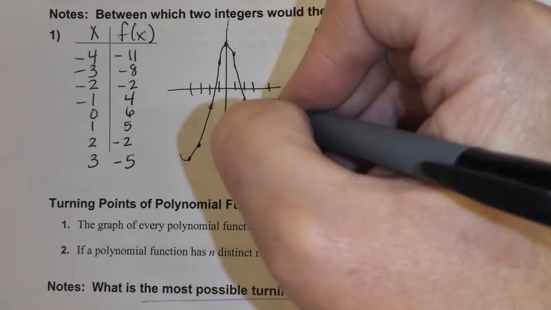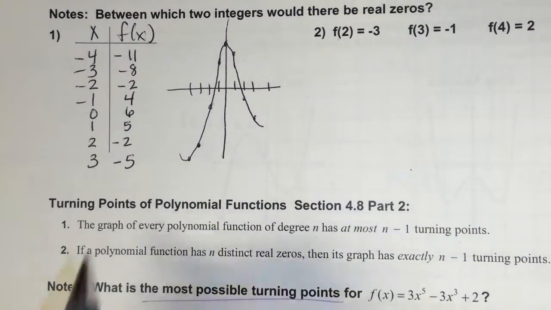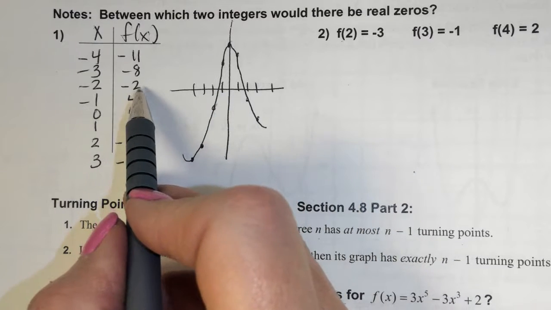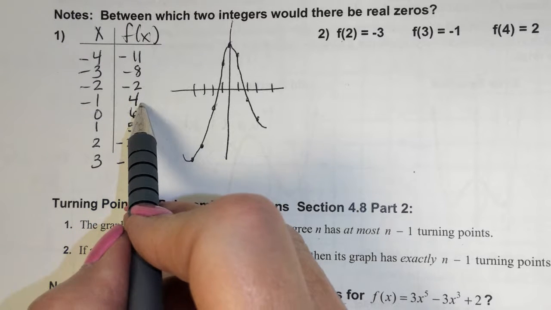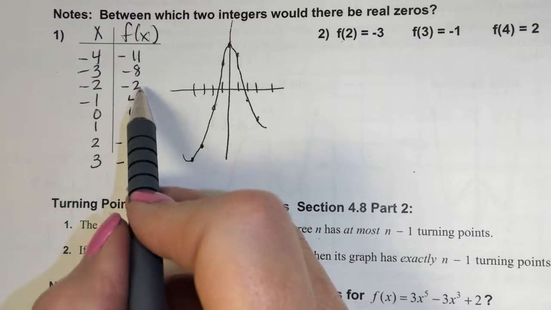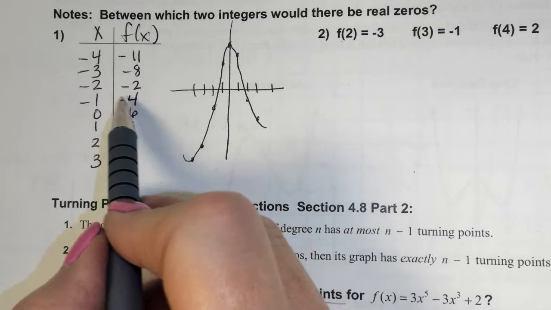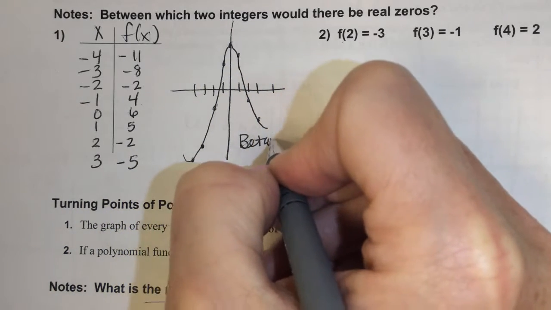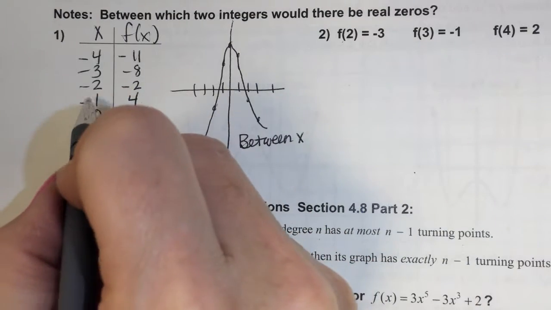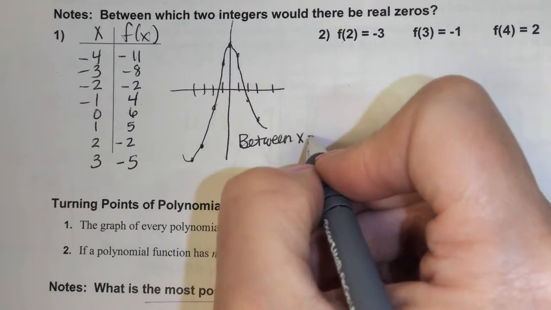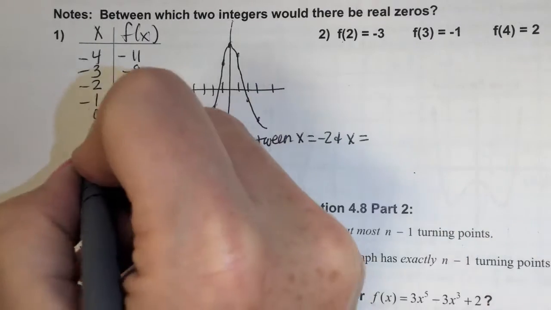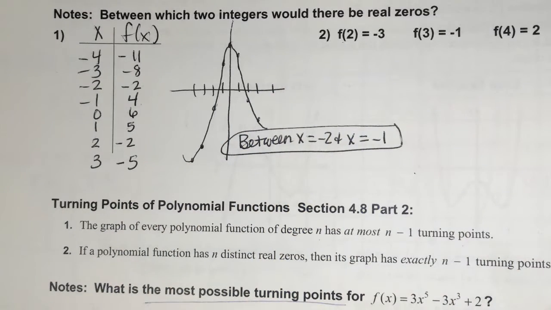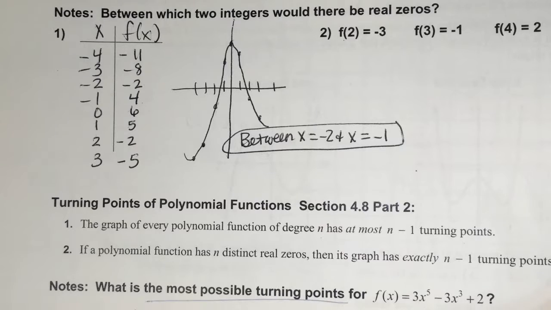And I'm just kind of randomly putting these in here. The question is asking me, between what integers do we have to have zeros, real zeros? Well, looking at this chart, can you see how this y value is negative and this y value is positive? Doesn't there have to be a 0 in between there? So what are the x's that are causing me to have those zeros? Between x equals what? Negative 2 and x equals negative 1. There has to be a 0 in between negative 2 and negative 1.